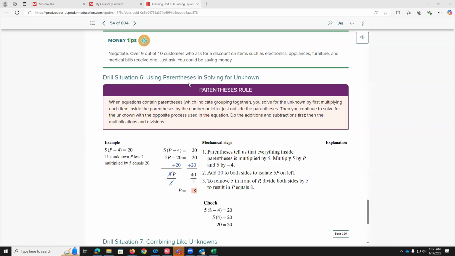Jot down the rule, or jot it down in your own words, for example. Here's what the parentheses rule says. When equations contain parentheses, which indicates you're grouping things together, you want to solve for the unknown by first multiplying each item inside the parentheses by the number or the letter just outside of the parentheses. Then you continue to solve for the unknown using that opposite mathematical process that you already know from before. Then you do the addition and subtraction first, then the multiplications and division.